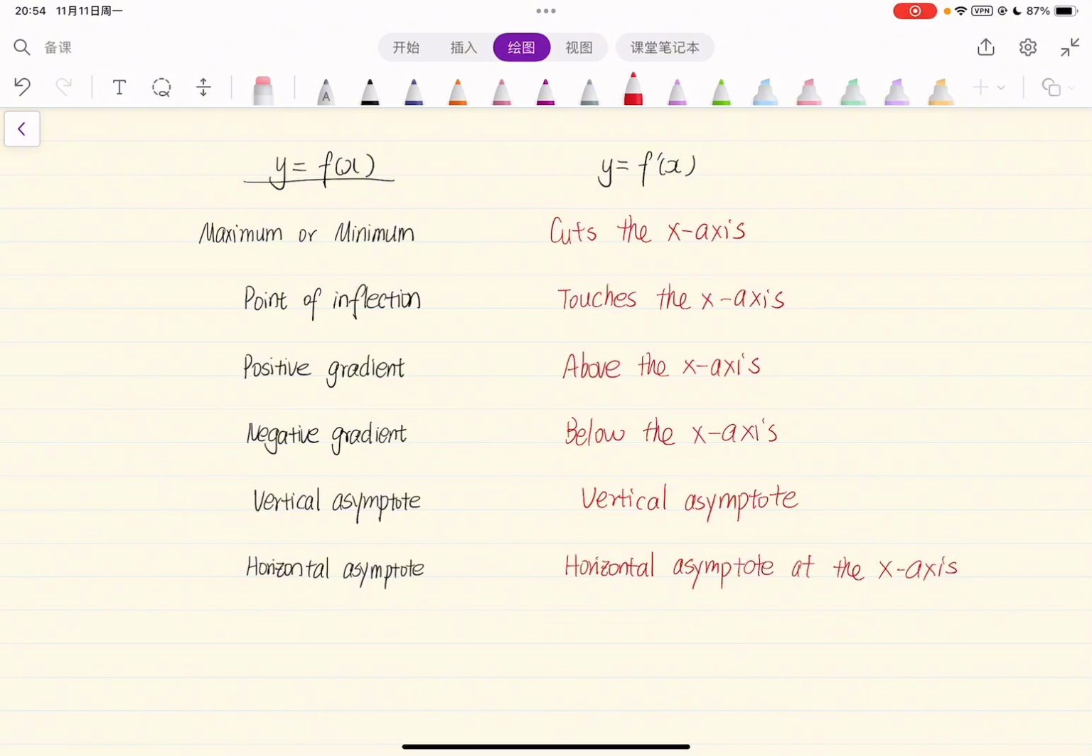So these are the key features of the given function. And then you can use these features to sketch the corresponding gradient function.